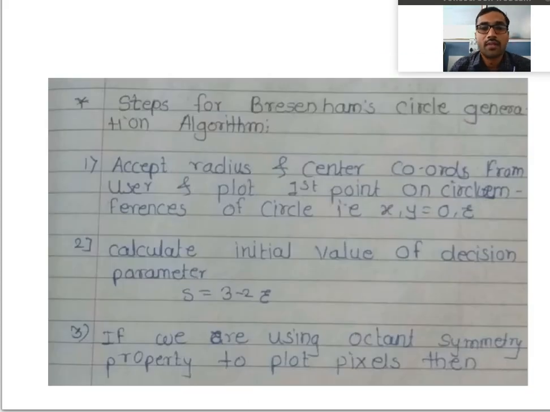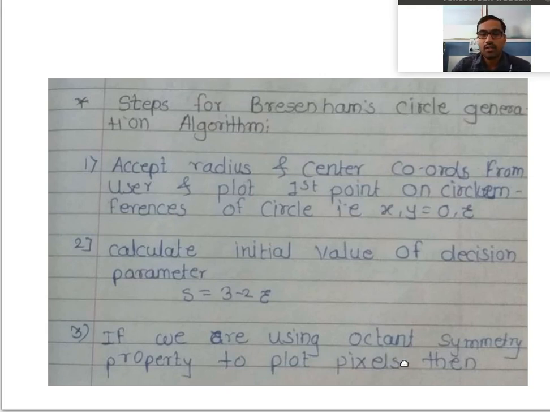So steps for Bresenham circle generation algorithm, these are: accept the radius and center coordinates from user and plot the first point on circumference of circle, that is x is equal to 0 and y is equal to r. Calculate the initial value of decision parameter, that is s is equal to 3 minus 2r, by keeping x equal to 0 and y equal to r.